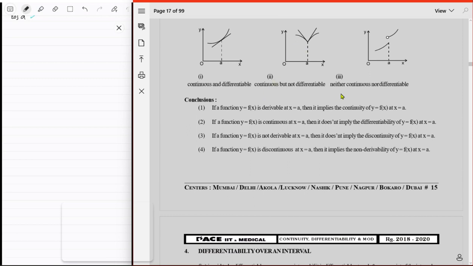Continuous but not differentiable. Look, that's exactly what I'm saying. This cannot be differentiable, even if the limits are the same. It will never be differentiable because it's discontinuous in the first place, right?